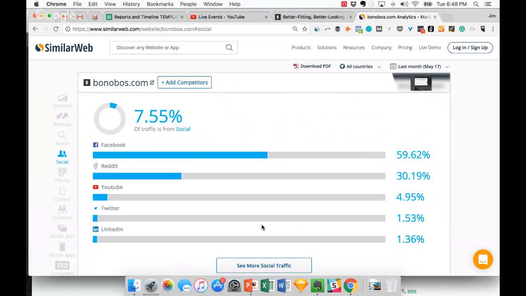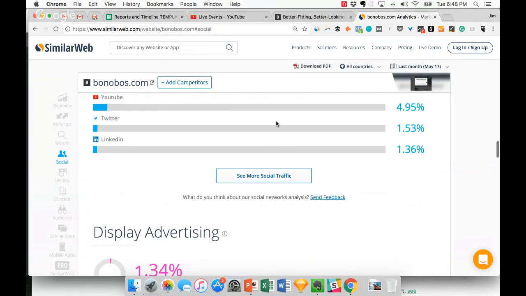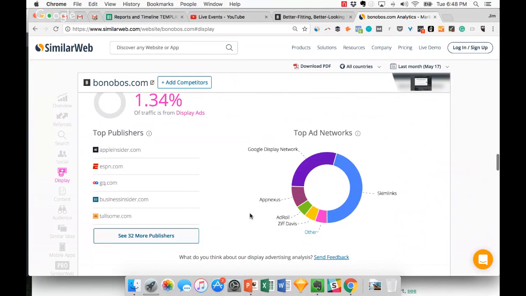And then for social, Facebook is number one. And this is interesting, Reddit's number two. So I would immediately go to Reddit and understand how their customers are talking about Bonobos on Reddit, because that might give you some ideas on what they value or what they care about, or maybe even issues they have with the product.